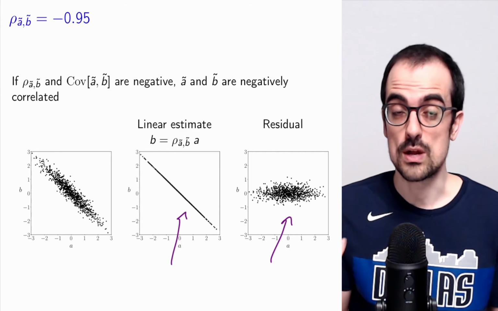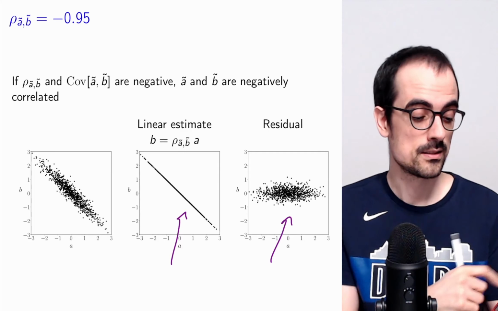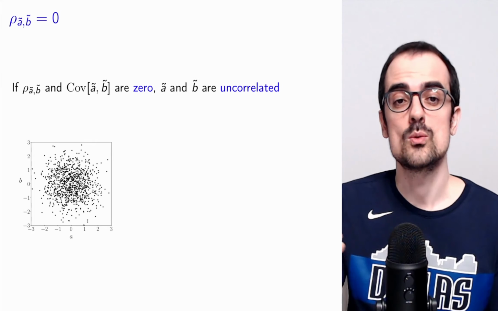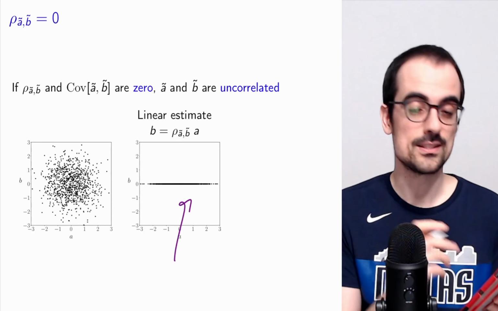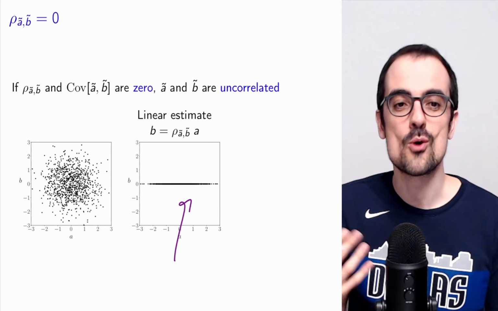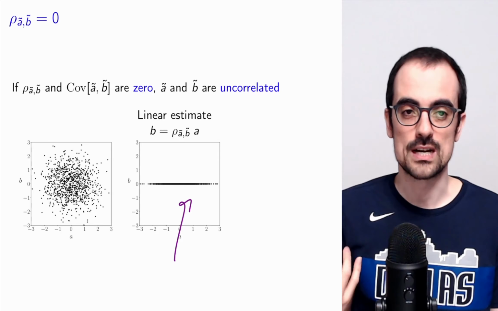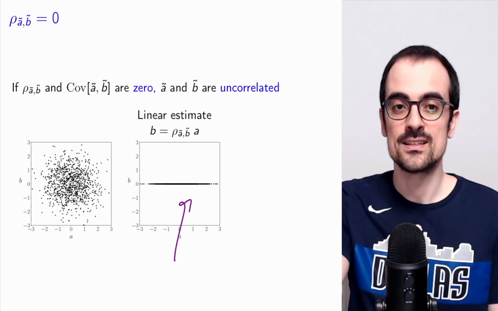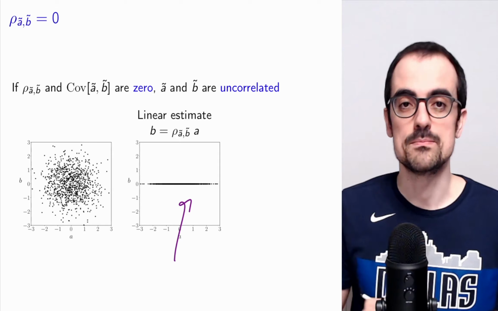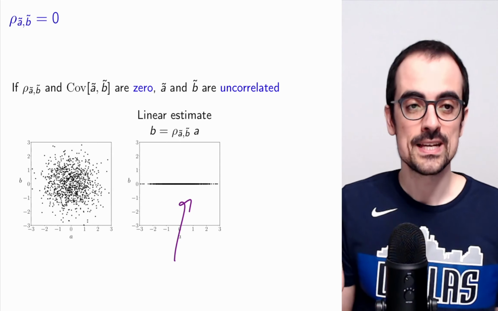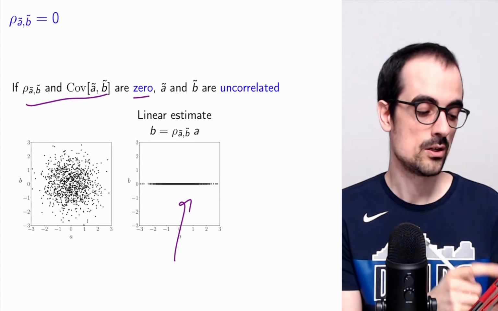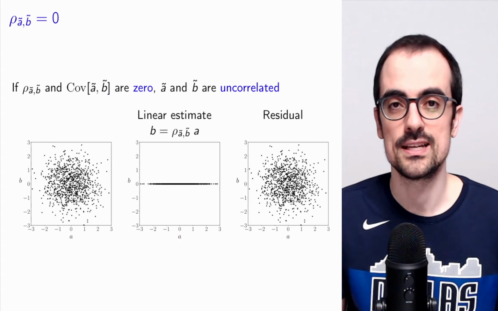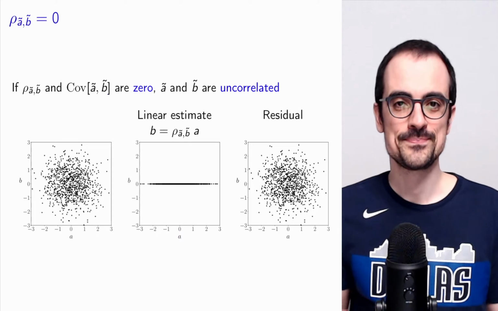When we say that two random variables are uncorrelated, what happens is that when we try to estimate one using the other, the estimate is flat, it's constant, we give up. There is no linear dependence between the two random variables. We cannot do better than just saying that the random variable that we want to estimate, in this case B, is just equal to a constant. In that case, the correlation coefficient and the covariance are zero. And as you can see, the residual is just equal to the original samples.